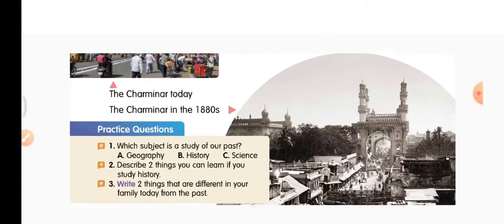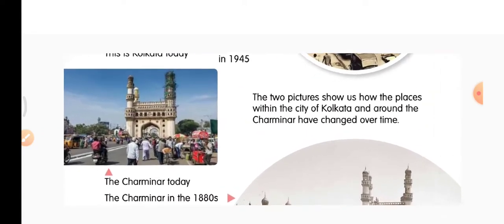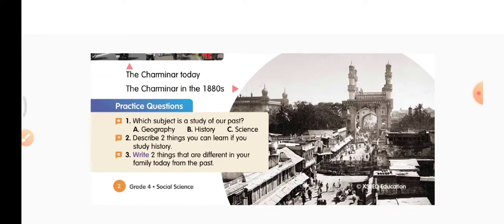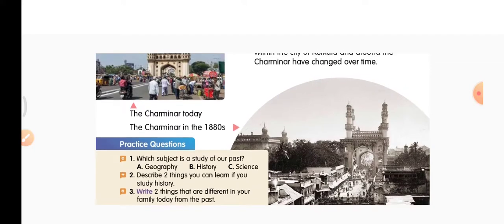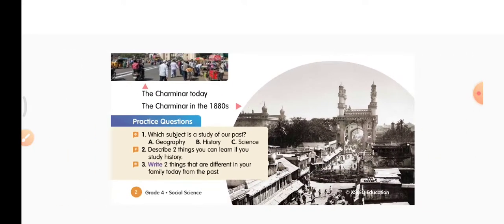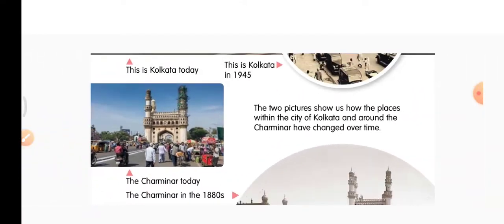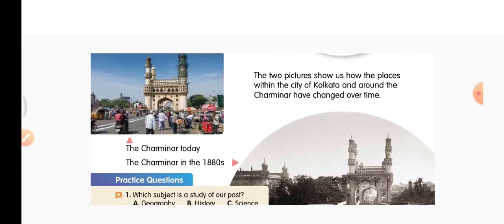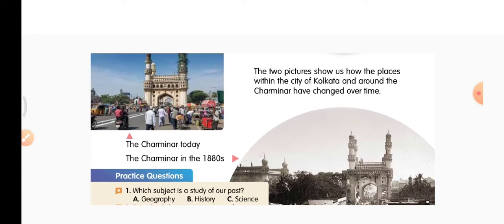If you observe carefully, you will see that there are shops around the Charminar. Even in the new picture we find shops, people selling things. We also find people moving in the street, in the new picture also. The third thing that is similar is that there are trees around the Charminar, and in the present day also we find trees here. So these are the three things that are same in both the pictures. So circle the trees, circle the shops, and also the people.